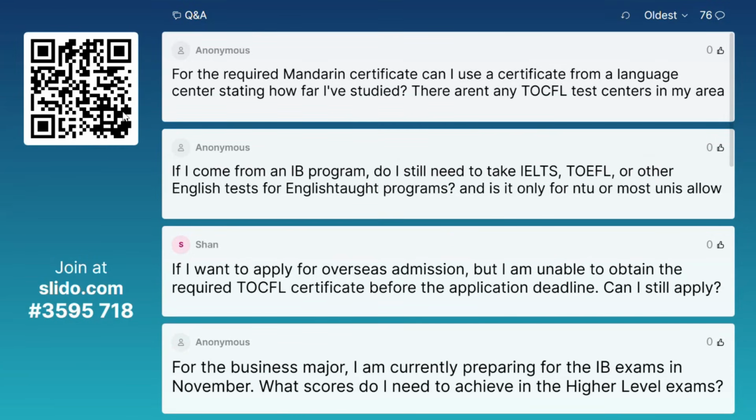Our next question is, for the required Mandarin certificate, can I use a certificate from a language center saying how far I've studied? And is there any TOEFL test center in my area? Okay, so for the Chinese exam we accept, you can only take the TOCFL or HSK. And then I believe that there is a home edition for the TOEFL test. So you can look for this information online.